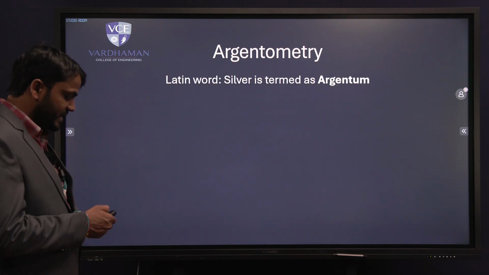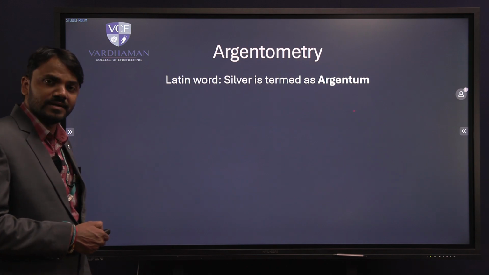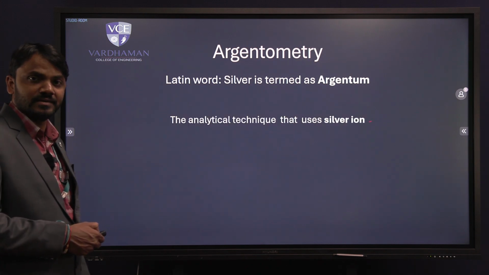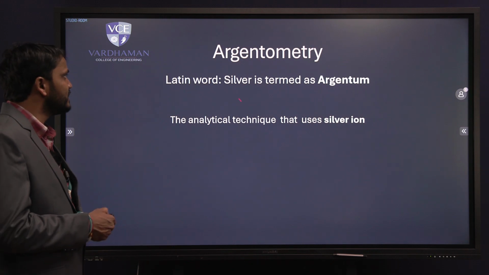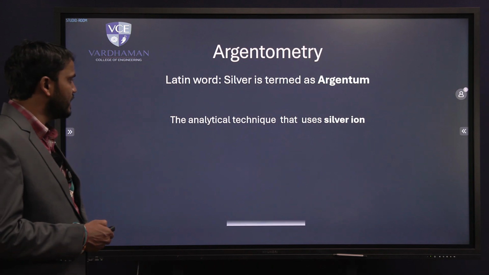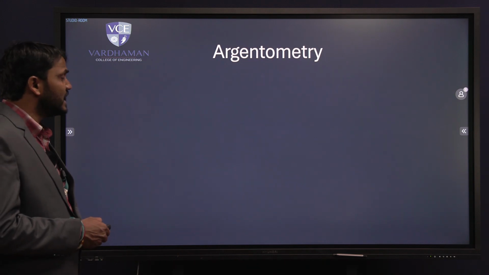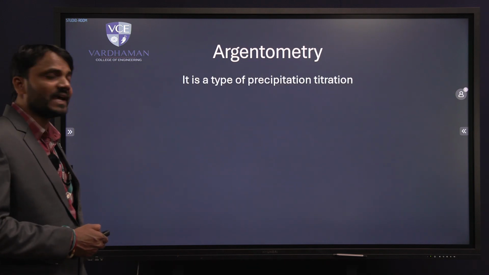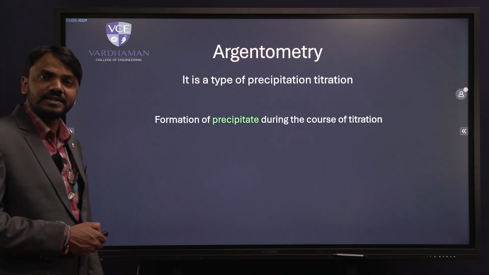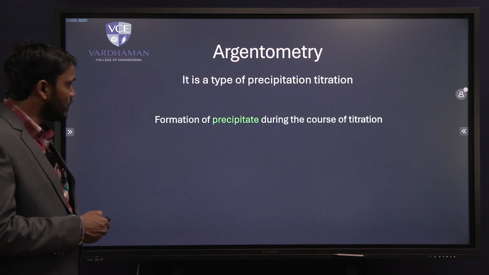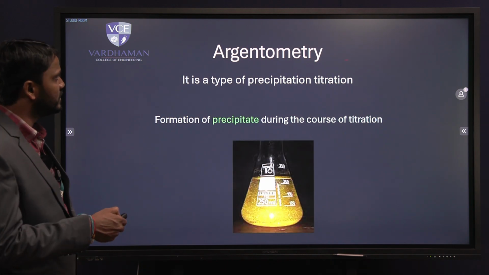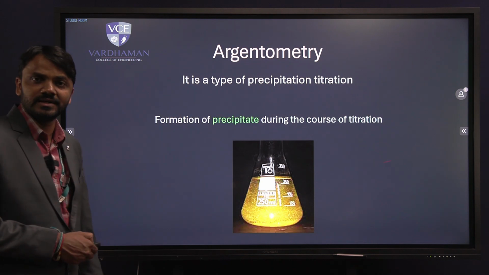In the Latin language, silver is termed as argentum. Since in this analytical technique we are using silver nitrate as a titrant, we are calling this experiment argentometry. Argentometry is a type of precipitation titration. So why are we calling it a precipitation titration? During the progress of the chemical reaction, you are going to see a precipitate in the sample. Because of that, this titration comes under precipitation titration.